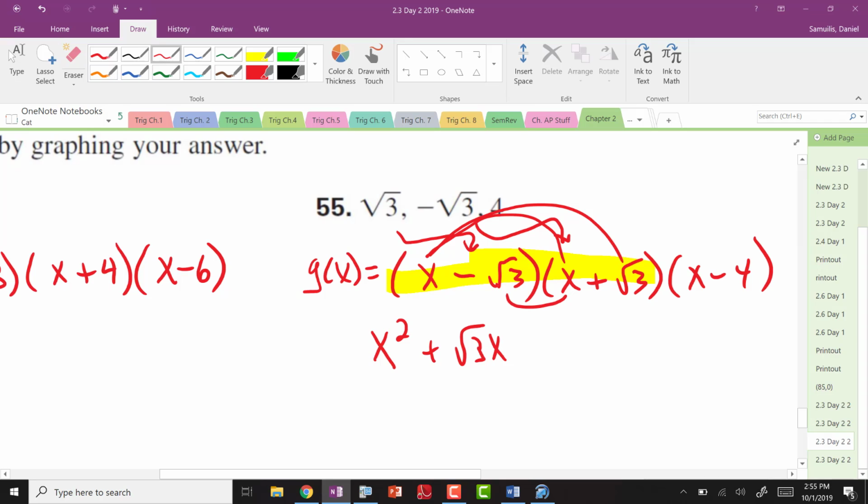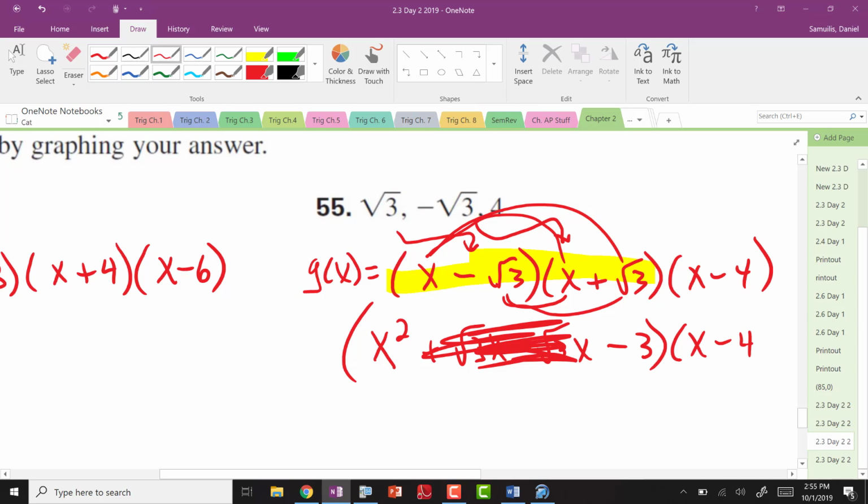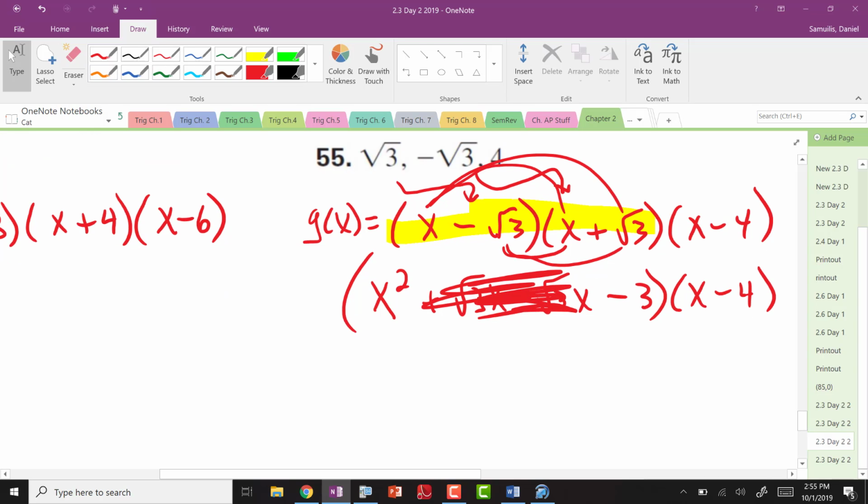Here's foiling, by the way. I'm not teaching FOIL. Okay, here's FOIL. What's root 3 times root 3? 3. Freedom. And then what happens to this? These destroy each other. So actually that turned into x squared minus 3. And then all I have to do is multiply that by x minus 4. And then that's another FOIL. X squared times x is x cubed.